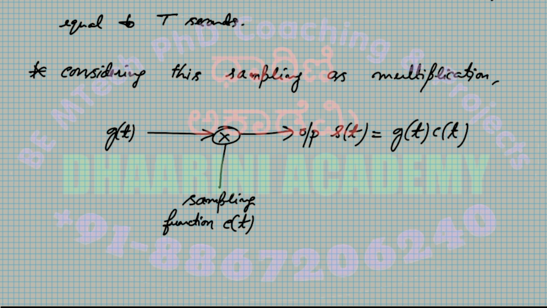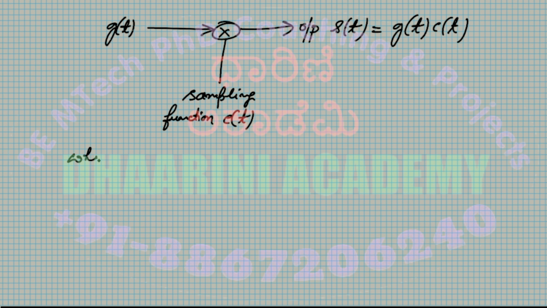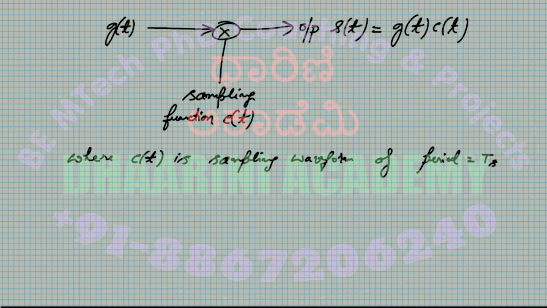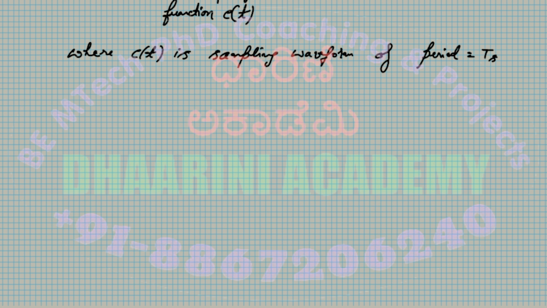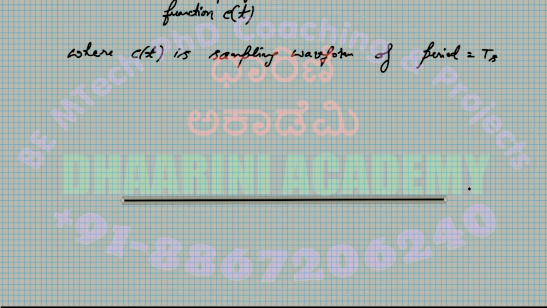Let me write that point as well so that this becomes clear when you read again. That means where c of t is the sampling waveform of period equal to capital Ts. So let's try to give a pictorial representation of the same thing. So far we never discussed that. We just mentioned that this is how it's going to look, a rectangular pulse, but now we are giving the actual representation.